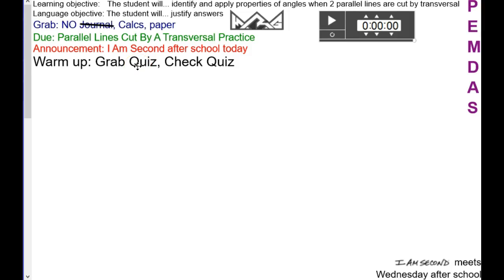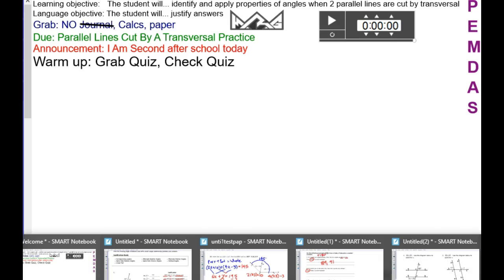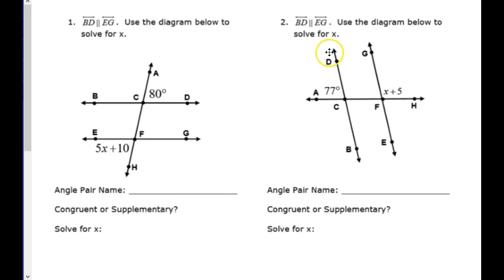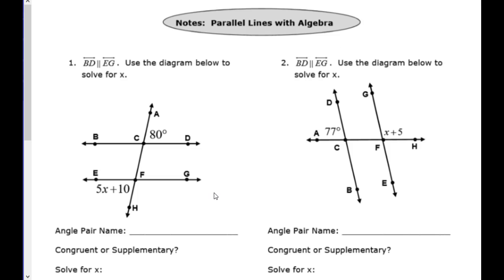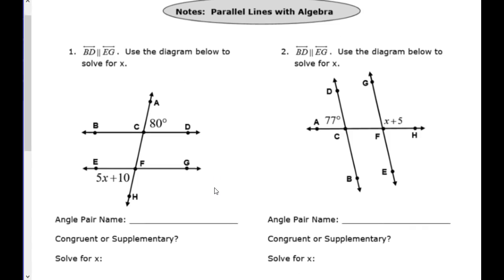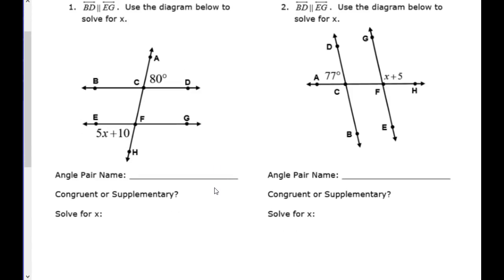Okay, so we checked our quizzes, and we are now going to look at angle relationships with algebra. So let's take a look at this sheet. It says Notes, Parallel Lines with Algebra. And let's look at number 1. So we need to be able to do a couple things in these notes. The last 2 days we've been talking about identifying angle relationships and even finding missing angles. And now we're adding some algebra to it.